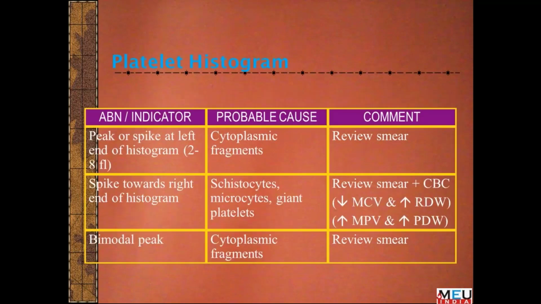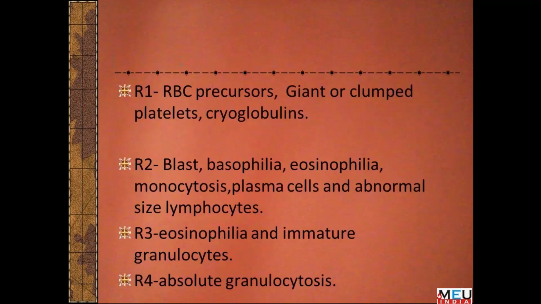In the platelet histograms, if the peak is on the left end of the histogram, it could be broken fragments of RBCs or platelets. If the peak is towards the right end of the histogram, it could again be schistocytes, microcytes, or giant platelets, and we should review the smear and repeat the complete blood count, even with the naked eye. It could be because of decreased mean corpuscular volume and increased RDW. A bimodal peak represents cytoplasmic fragments.